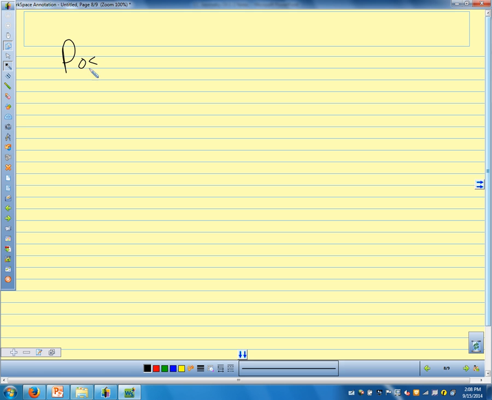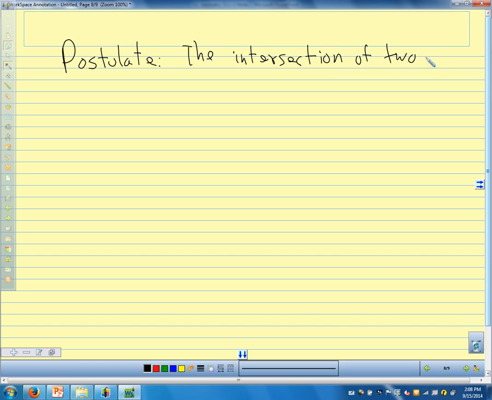Our first postulate. We're going to accept this as true without proof. The book numbers the postulates. It'll say postulate 1.2.1. I'm not going to number them like that. We'll just talk about our postulates. The intersection of two lines is, what do we think the intersection of two lines is going to be based on that picture we just drew?